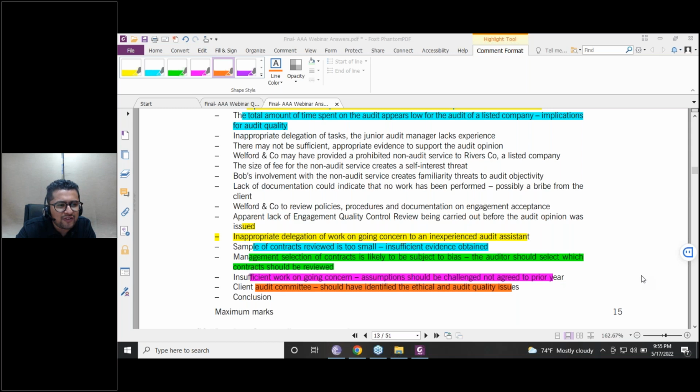Yes, we need to rotate after 7 years, and that individual cannot be involved for the next 5 years. The cooling off period for the partner is 5 years, not 2 or 3 years as it used to be. It's 5 years now, the cooling off period.